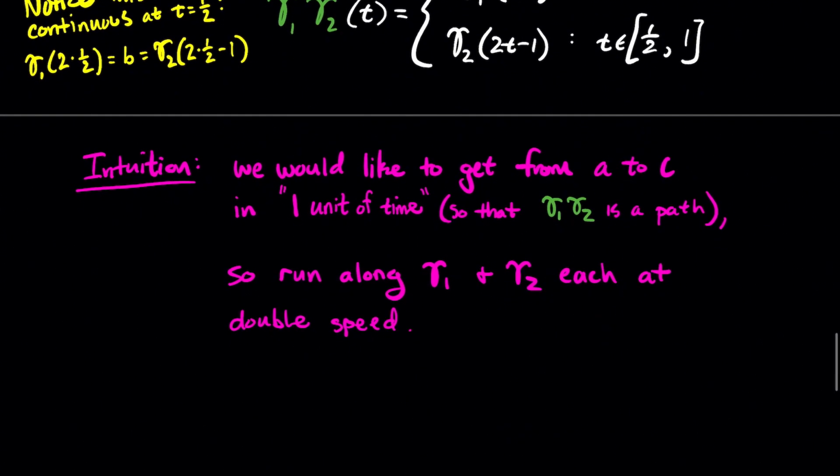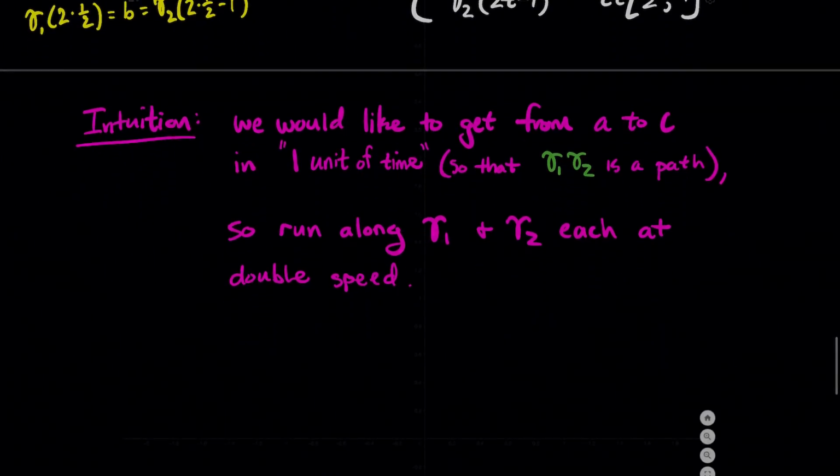So some intuition here. What's going on with the formula? Maybe you can kind of see it. But the idea is, for this to be a path, you want to make sure that you get from the starting point to the ending point in one unit of time. And so why don't we just run along gamma 1 and gamma 2 each at twice the speed, or at double speed, is another way to say that.